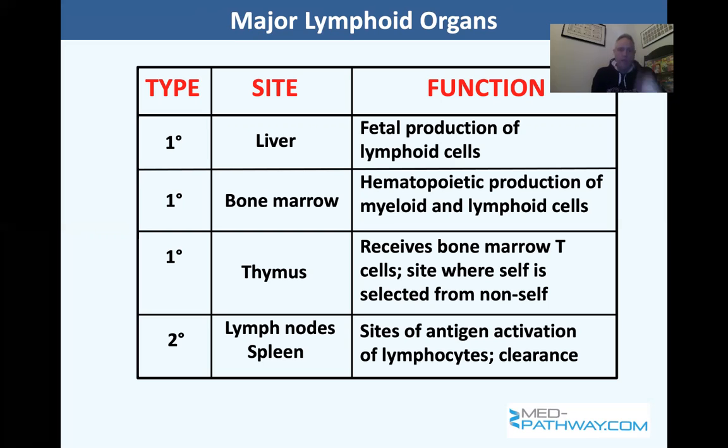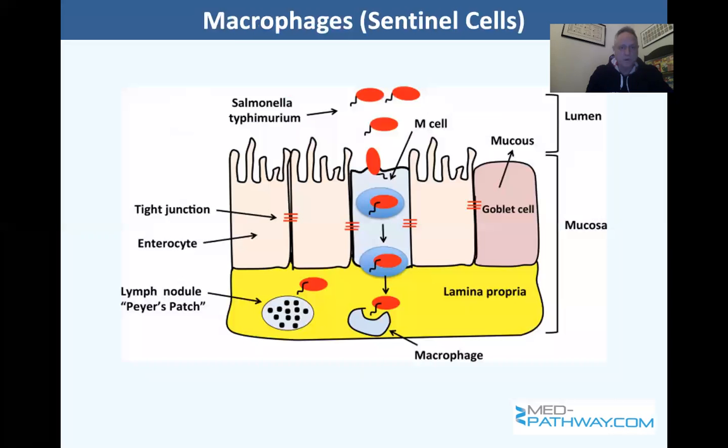So the lymph nodes and spleen are secondary lymphoid organs, and this is where you actually clear things away and where antigens activate lymphocytes, I should say. So let's take a look at macrophages. They're called sentinel cells. They're going to receive the actual information.